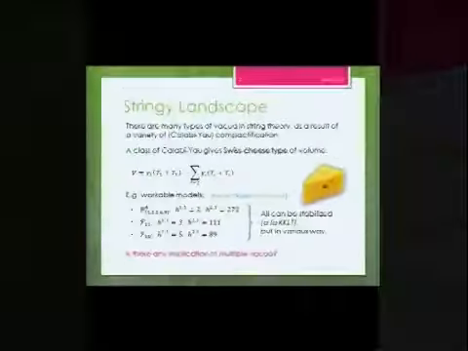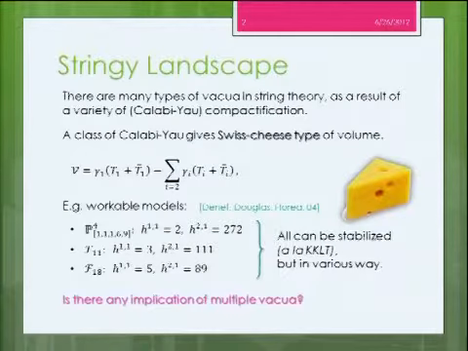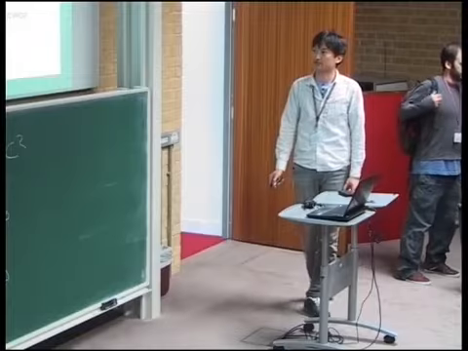The motivation is a stringy random scale. This is because there are so many types of vacua in string theory, which we can consider as a result of a variety of compactifications, including Calabi-Yau. But today we just focus on a class of Calabi-Yau which is given as a toric type of the volume, as in today's morning session.